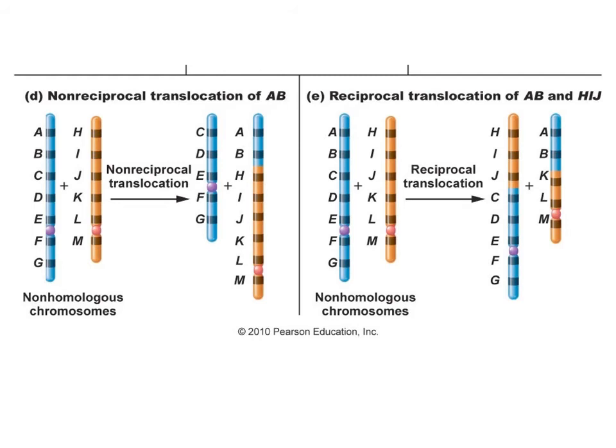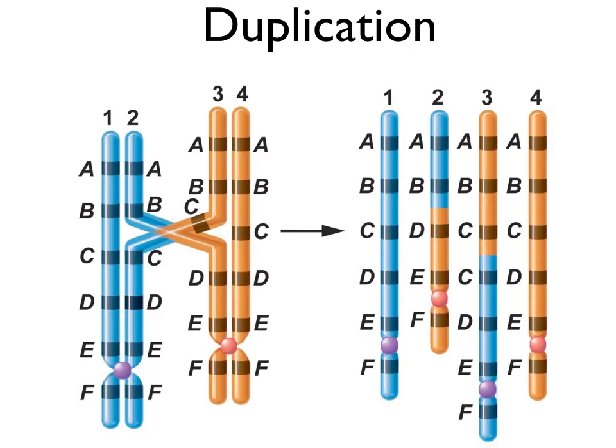Now, a non-reciprocal translocation, you can see on the left, is simply when a portion of one chromosome gets moved to a non-homologous chromosome. Okay? And so what happened here is genes A and B, that portion of the blue chromosome, broke off and was attached to the top of the orange chromosome. There was no exchange, it was just a unidirectional movement, and so it is non-reciprocal.